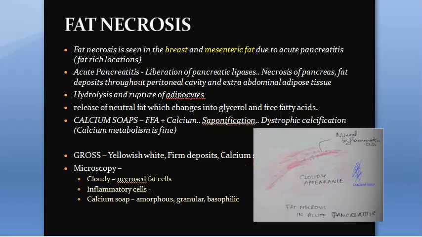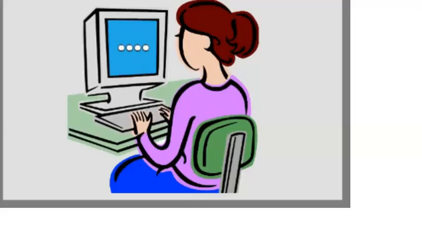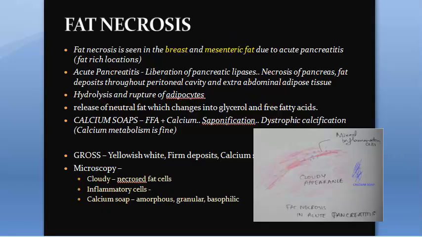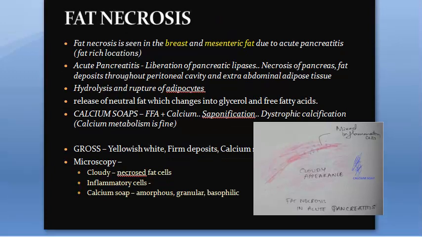Where will you see fat necrosis? In the breast, and in mesenteric fat in acute pancreatitis. Here you have to write about calcium soaps. You will draw the diagram, showing inflammatory cells, cloudy appearance and calcium soaps. Very good. Now let us move on to the last type of necrosis.